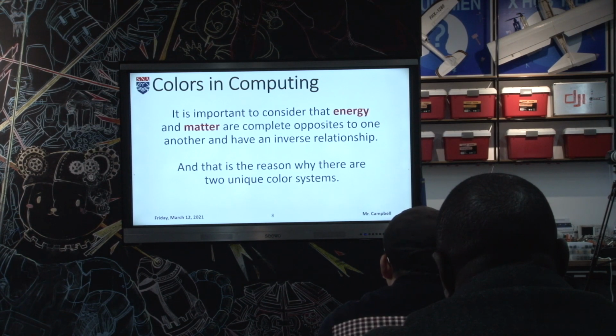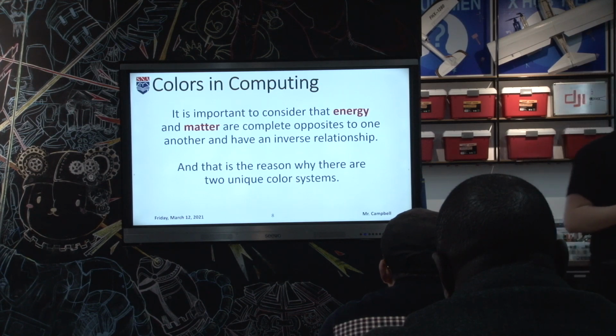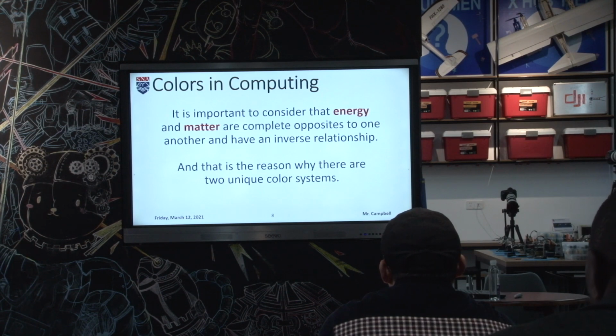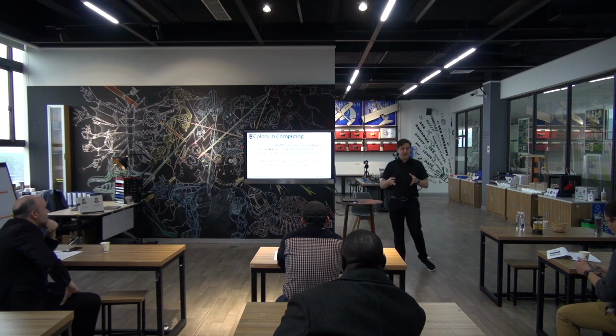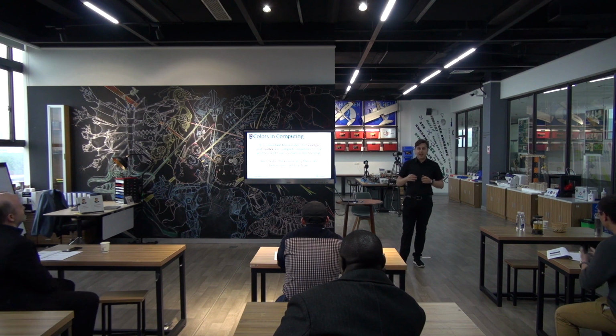But if we really think about it, we need to think about color as both a function of energy, but also a function of matter. If we do not have light, which is a form of energy, we cannot see color. If we do not have matter, we have nothing to reflect that light back to our eyes. So we have these two aspects of both energy and matter.